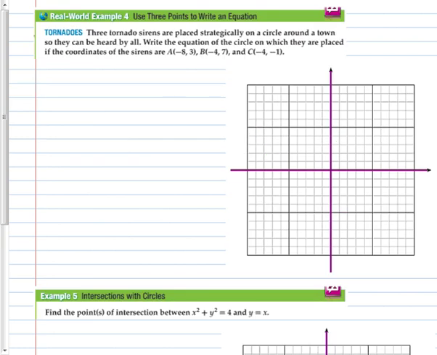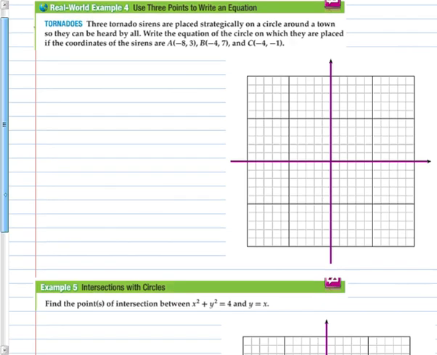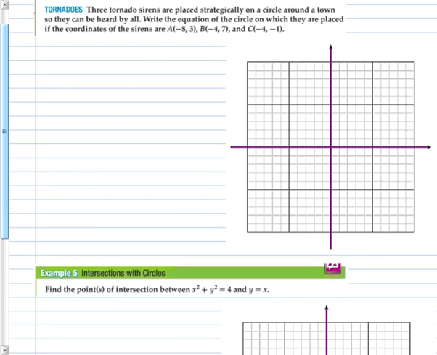Tornado sirens are placed strategically on a circle around a town so that they can be heard by all. Write the equation of the circle on which they are placed. If the coordinates of the siren happen to be at negative 8, 3, so here's one siren, point A. And negative 4, 7, there's siren B. And negative 4, negative 1, siren C. They want the equation of the circle.